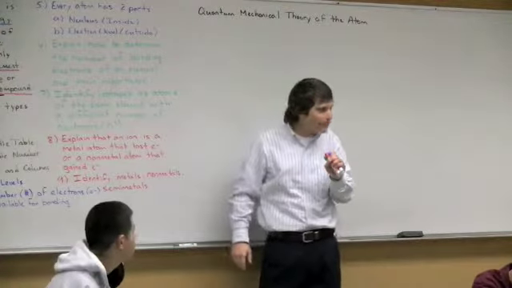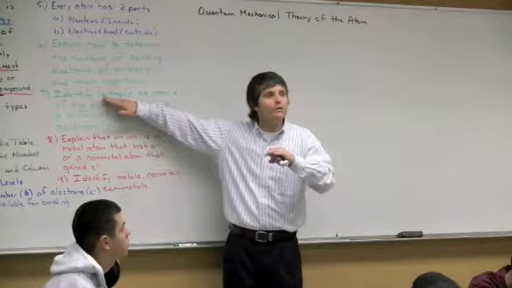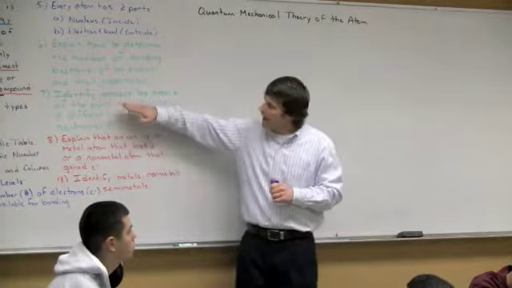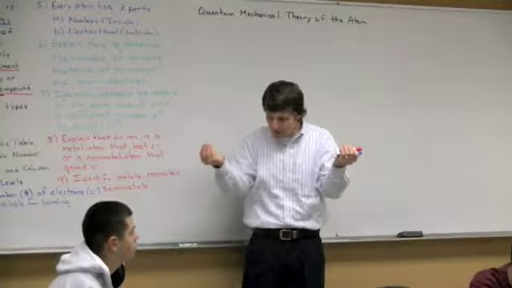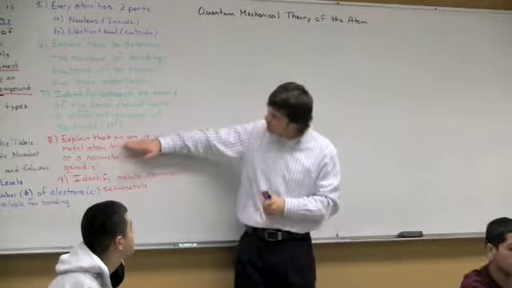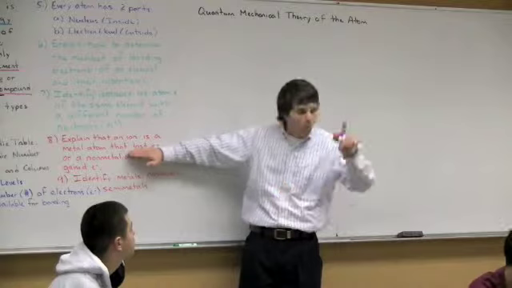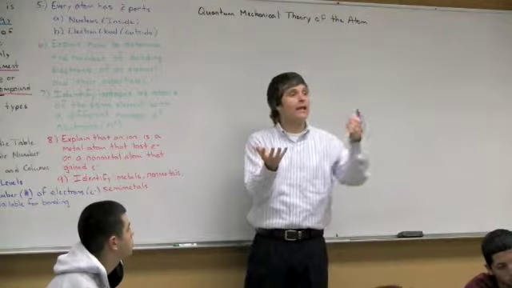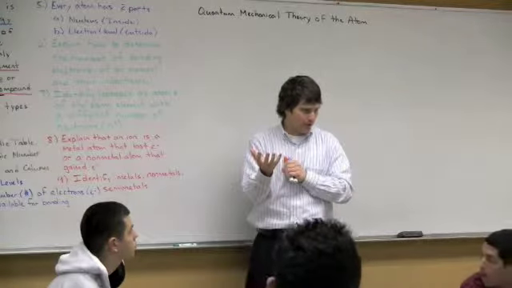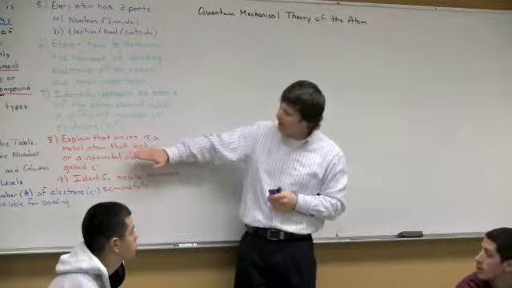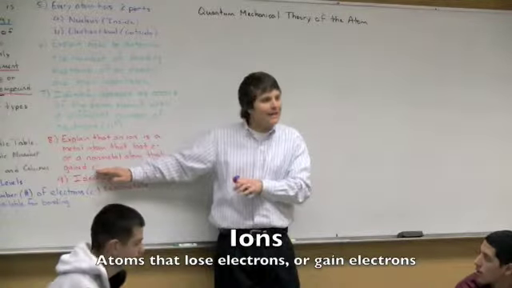Now we've got a brand new word that also begins with I, but talks about a whole different type of thing. Isotopes deal with comparing atoms with a different number of neutrons. Now we're dealing with what are called ions: one atom that either gave away its electrons or gained electrons. So we're going to be dealing with atoms that are losing electrons or atoms that are gaining electrons.